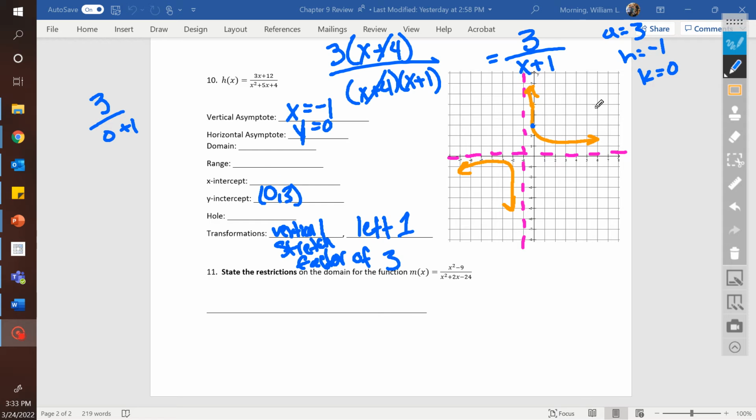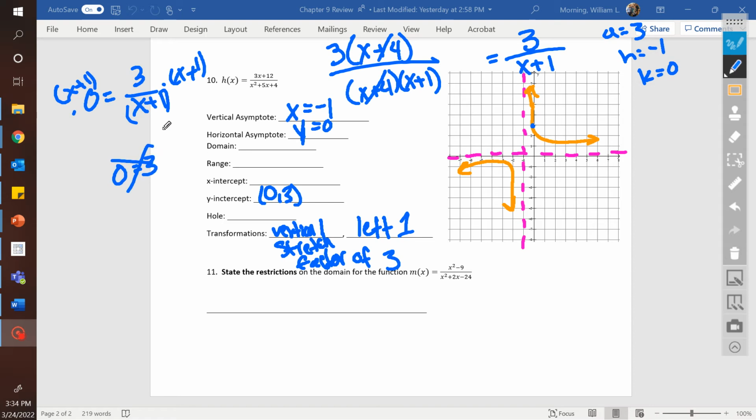And then my x-intercept I can find by plugging in 0 for y. So I'll set the equation itself equal to 0. So 3 over x plus 1 equals 0. And this isn't going to work. You multiply by x plus 1, but 0 times x plus 1 is just 0. You get 0 equals 3. It doesn't even make sense. And that's because there is no x-intercept, because that's where the asymptote is. So there's no x-intercept.